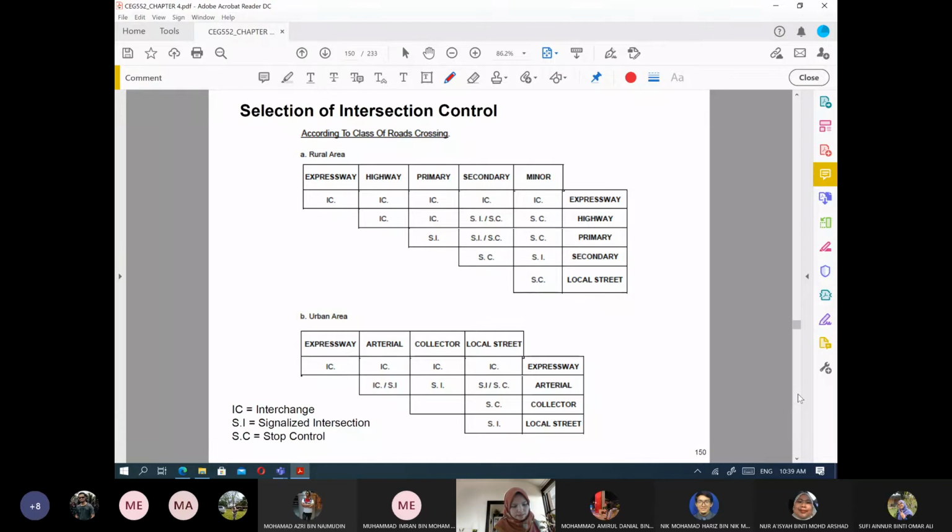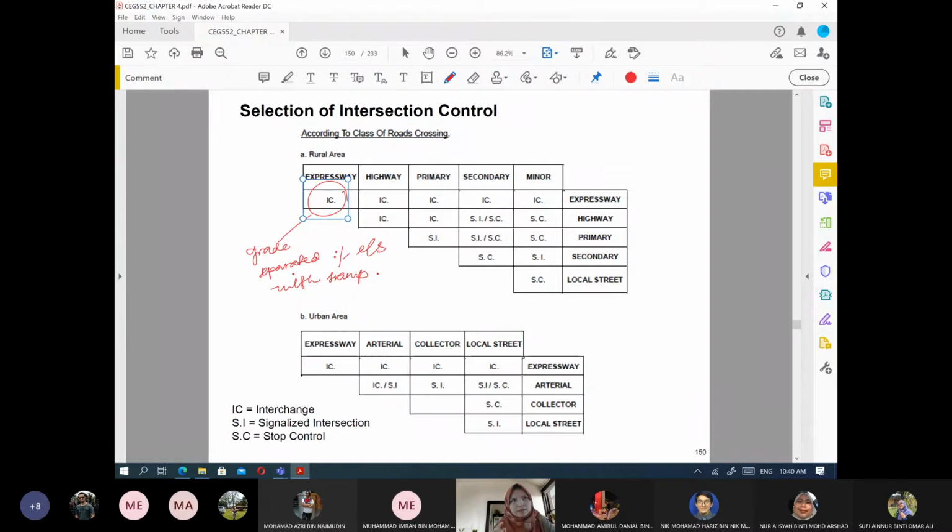Okay. Let's say a rural area, an expressway to cross an expressway. Okay, kalau satu jalan yang besar, expressway nak cross expressway, apa yang dia suggest kat situ? Tengok dia kata dia mesti ada interchange. Interchange ni adalah grade separated intersection with ramp. Okay, grade separated intersection with ramp. That is what it means by interchange.